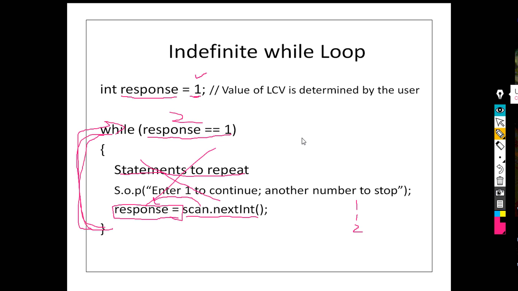Alright, so that's basically how it goes. This is the kind of code that you've got to add to a program to make it so that the user can make that choice of when to stop the loop. And so that's it.